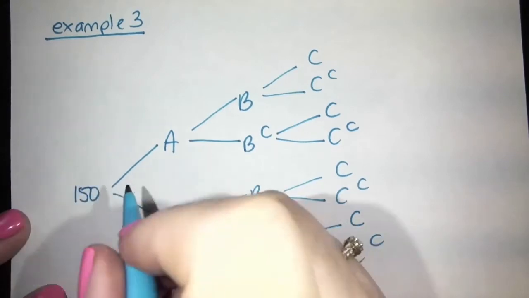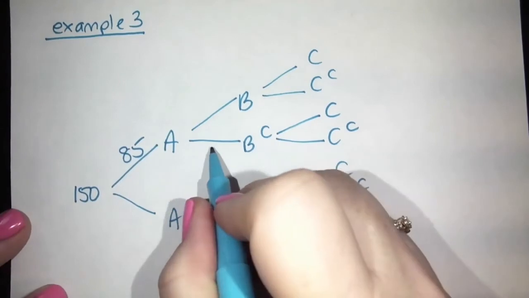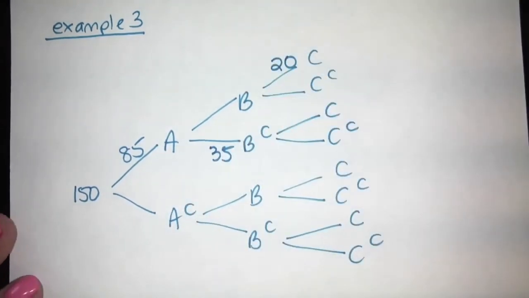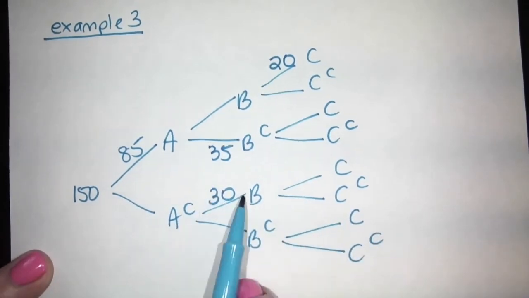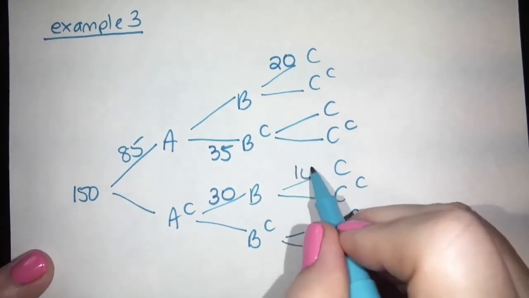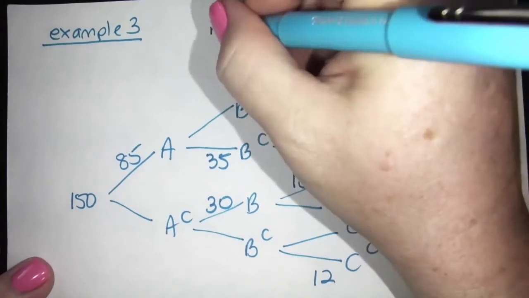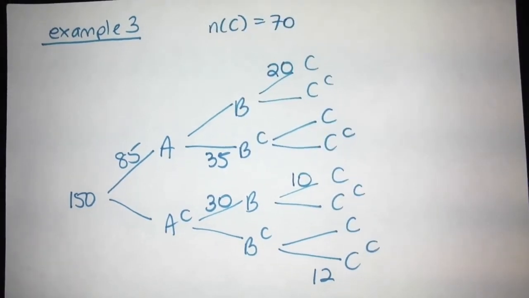So the numbers that are given are 150 at the front. On A, we have 85. On the bottom, B column, we have 35. And on the very top, we have 20. And then we have a 30 up here on top of B, not A, and in B. We have a 10 here and a 12 on the very bottom. And the question also says number in C is 70. So take a minute and let's see how much of the tree you can fill out here. You can pause the video and fill out what you can.